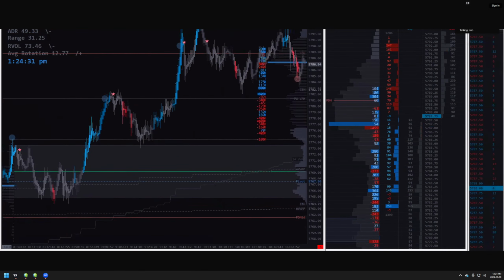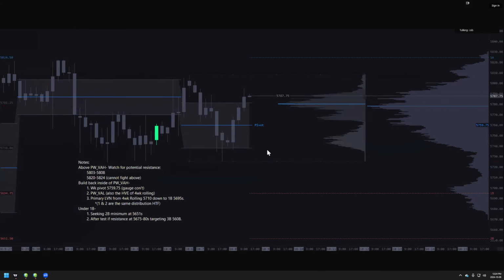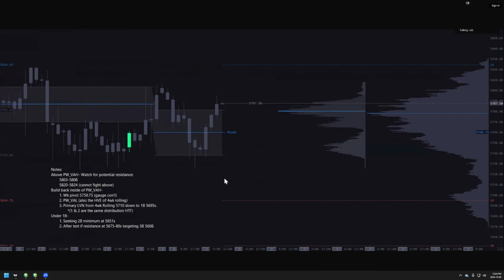But yes, that push up and out. So we come back up and out right now, testing outside of previous week's value high. And I always go back to this chart because of the week to date profile.